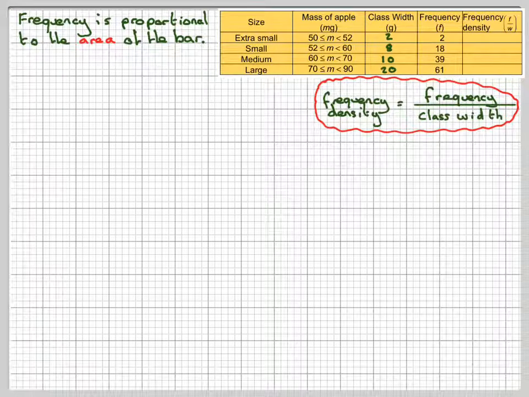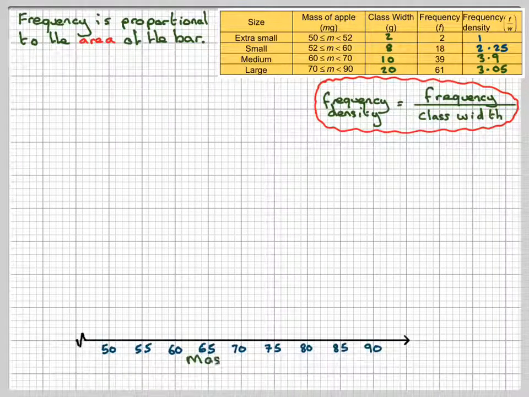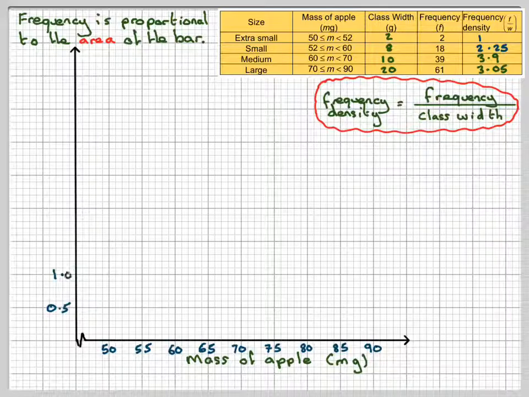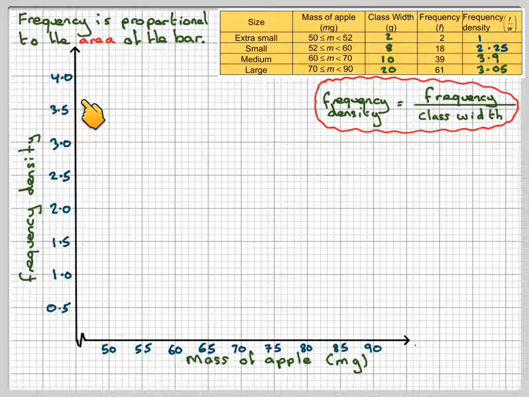So to find this, you take the frequency, so it's going to be 2 divided by 2, which gives me 1. 18 divided by 8 gives me 2.25. 39 divided by 10 gives me 3.9. And then 61 divided by 20, which gives me 3.05. So again, now we draw the same sort of axis along the bottom here, but now we only need to go up to 3.9, so we'll probably need to go up to 4 on the frequency density. This axis is now known as frequency density.